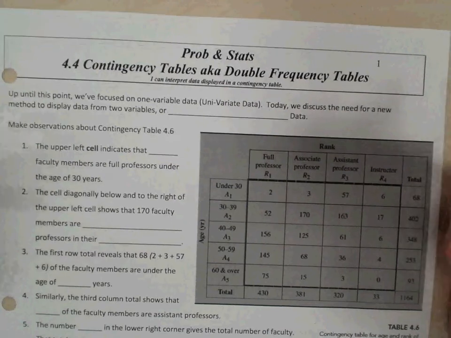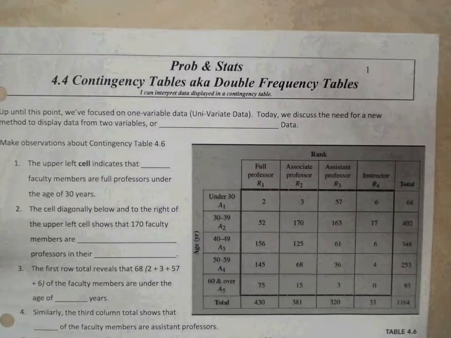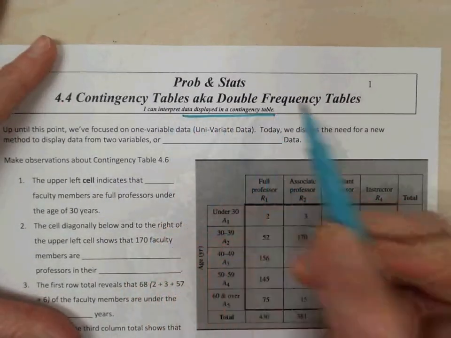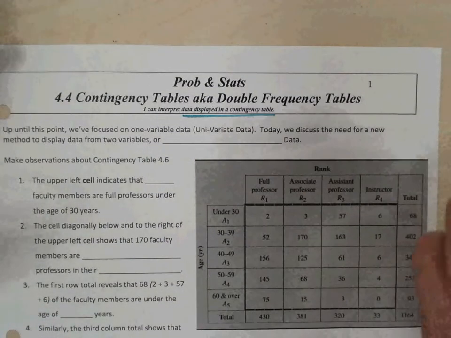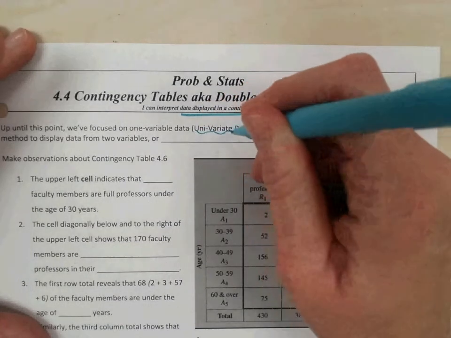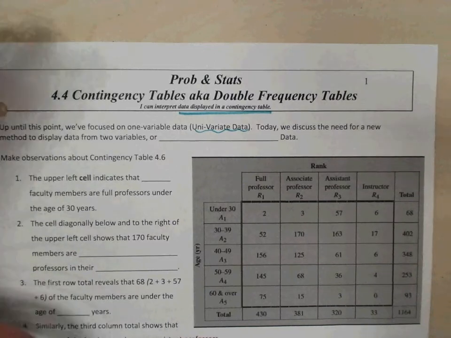So 4.4, contingency tables, aka double frequency tables. Our goal today is to be able to interpret data displayed in contingency tables. Up until this point, we focused on one variable data, aka univariate data. But today we discuss the need for a new method to display data for two variables, or bivariate data.